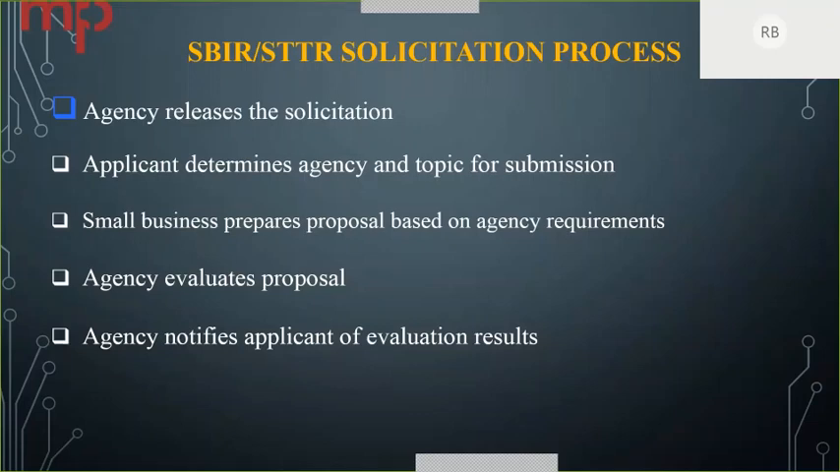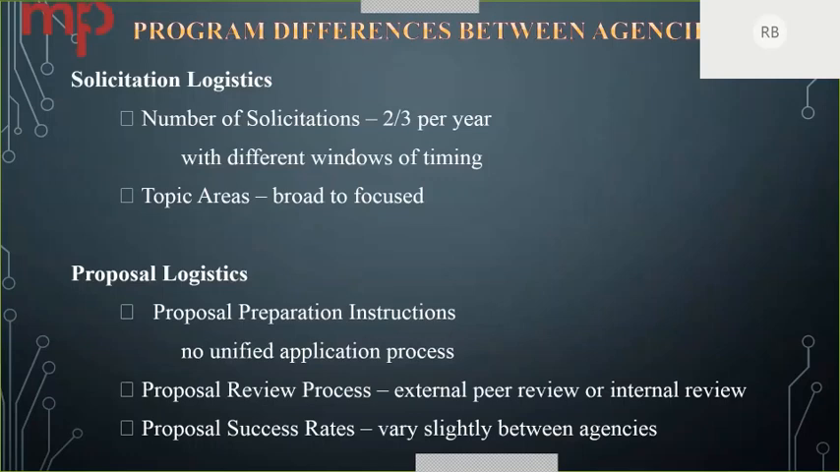Okay, let's move on to differences between agencies. There is solicitation logistics. What are the logistics as far as solicitation is concerned? How many solicitations in a year? Are all agencies doing the same thing, 2 or 3 per year? There are different windows of timing. So they're not all doing the same thing. Some do 2, some do 3, some do 1, with different windows of timing. It's not like every quarter, so you have to know your agency and know when they're putting a schedule out with new solicitations.